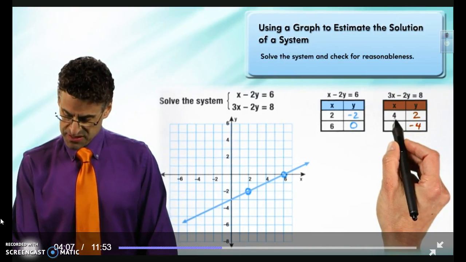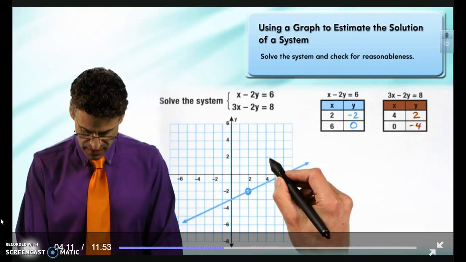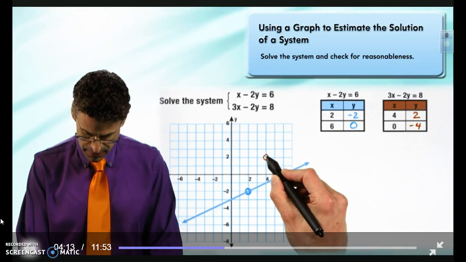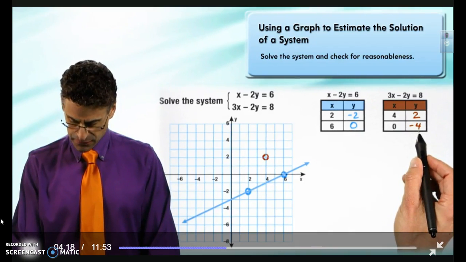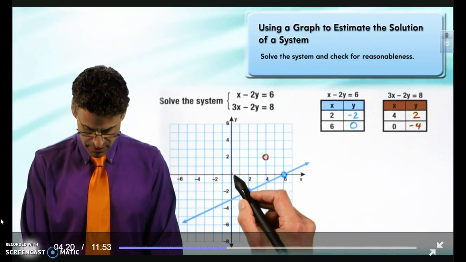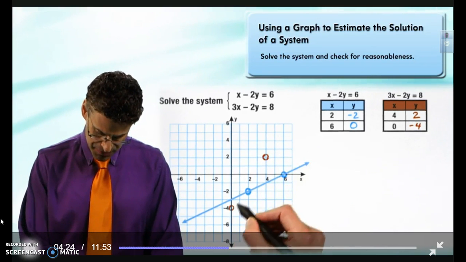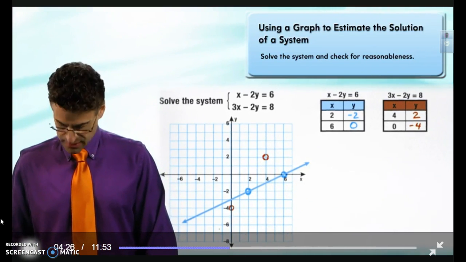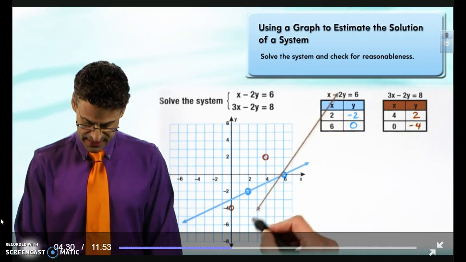So for the second line, we see 4, comma, 2. So that's 4 and then up 2. So that's this point right in there. And then here we see 0, comma, negative 4. So that's going to be 0, and then we go way down, negative 4. Now you can connect those with a straight line. But of course, Professor Berger has a bouncy line already prepared.